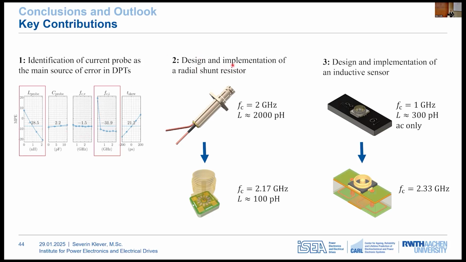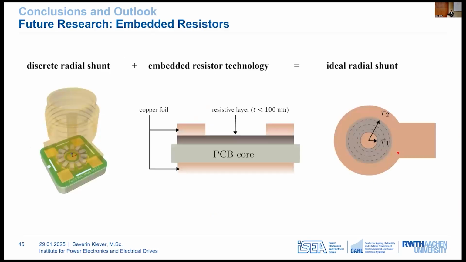The second and main contribution is the radial shunt resistor, which achieved a bandwidth above 2 GHz and a parasitic inductance below 100 picohenry. This is a huge improvement compared to the coaxial shunt, which has a 20 times higher inductance. For reference, I also designed an inductive current sensor that reaches similar bandwidth, which is twice the bandwidth of the infinity sensor, but is limited to AC currents because of the inductive behavior. Both concepts were validated in double pulse tests, and the results indicated that the radial shunt is the preferred sensor for measuring very fast switching transients of wide-bandgap semiconductor devices.